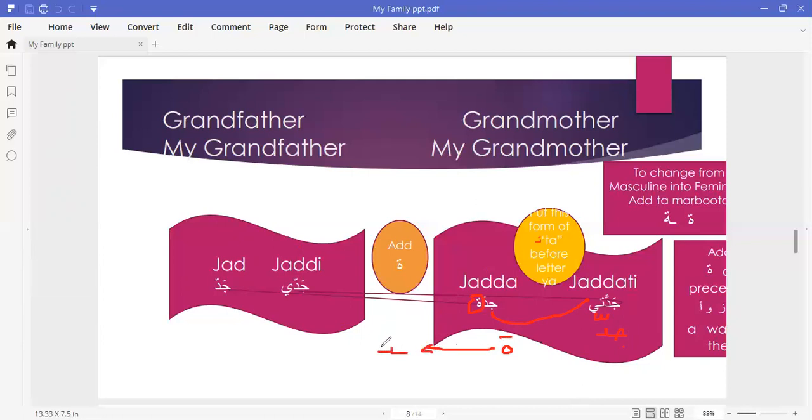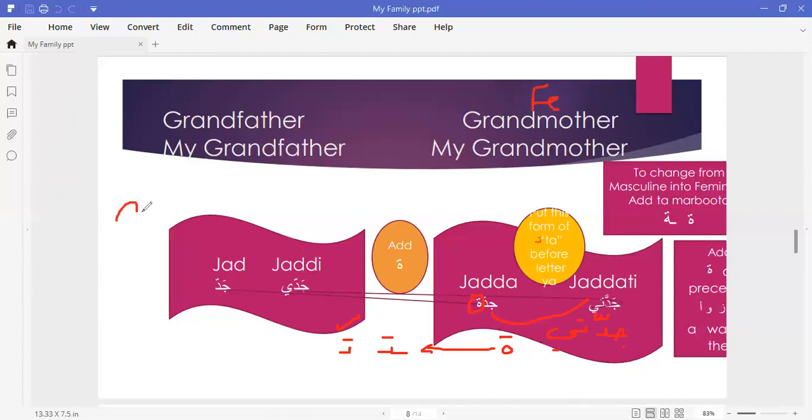Ta in the middle is like this or like this. So I have to take a look at what's preceding the letter ta. What's preceding the letter ta? Da. So I have to use this. So I change this ta marbuta into ta. Jadda becomes jaddati. Okay, then what do I add? Here I just want to change grandmother into my grandmother. Yani they belong to the same feminine group, okay?